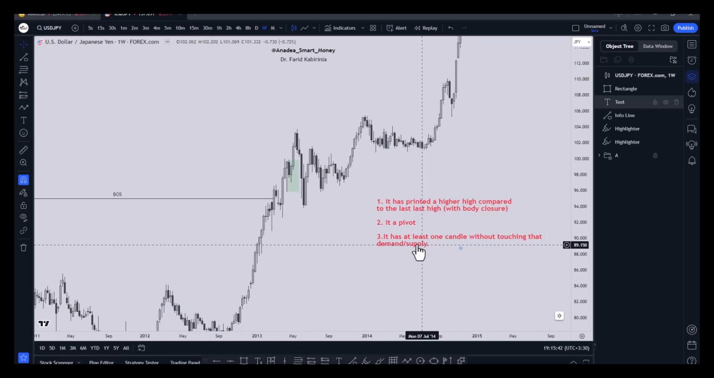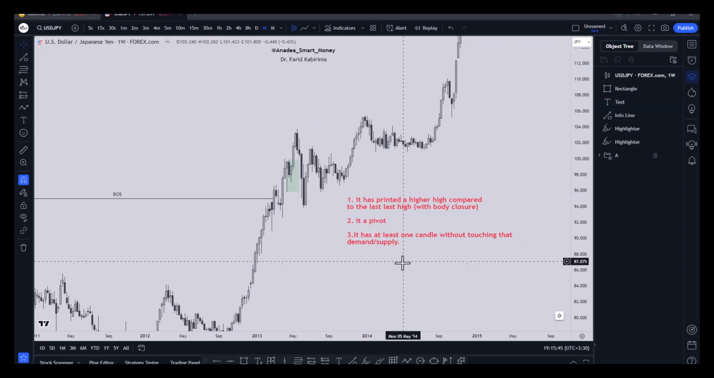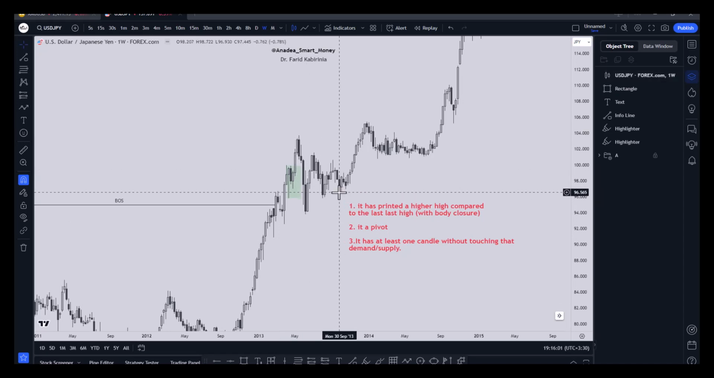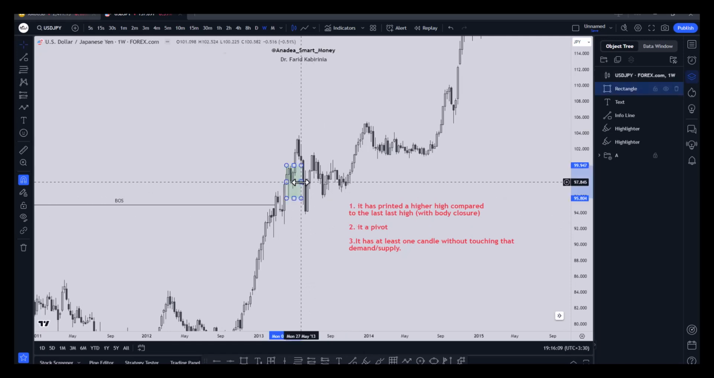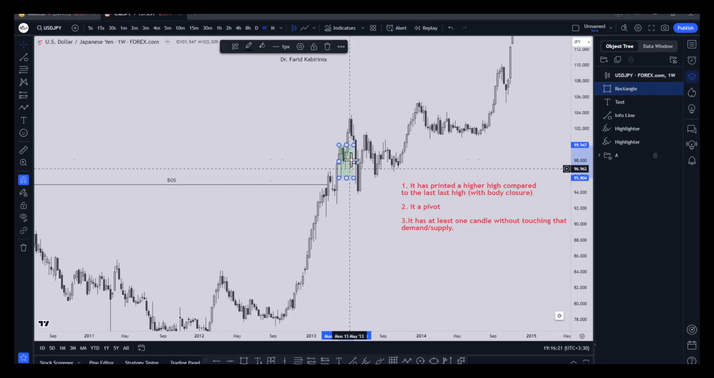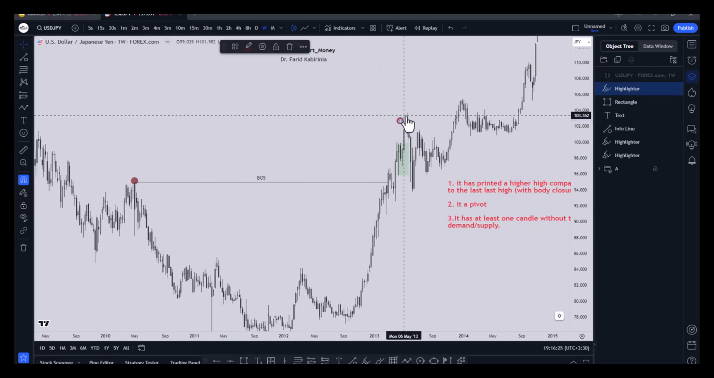Third rule: it has at least one candle not touching that demand or supply. Here we have our demand range. I'm going to talk about demand and supply in future videos. This is just about the structure, so I'm presuming that you have a sense of what a demand or supply zone is. Here is my demand range, and it has two candles printed that are not touching this demand zone. So when price closes below this demand zone, my swing point is determined.